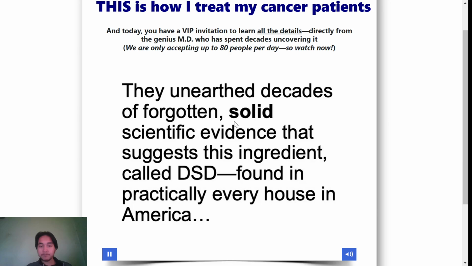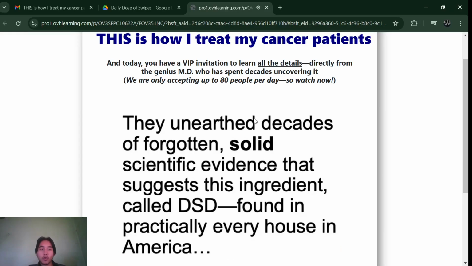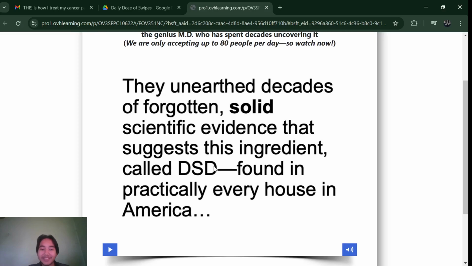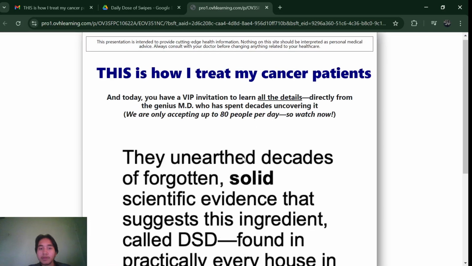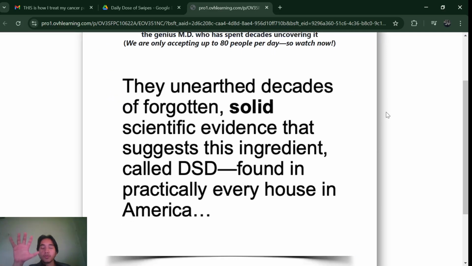Solid scientific evidence that suggests this ingredient, called DSD, found in practically every house. Now that the DSD ingredient implies there's more curiosity, there's a secret element to all this, and they're probably gonna go through the whole element and this food. So what should you do? They're gonna tell you what you should do.